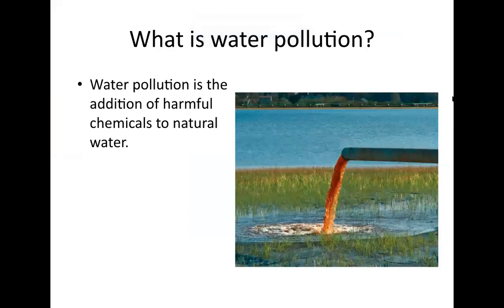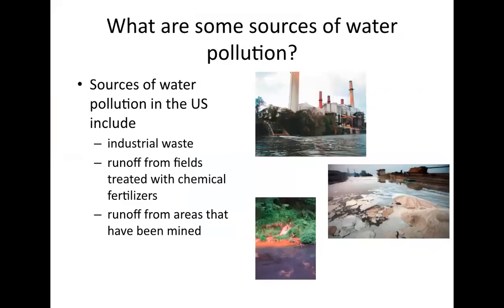Okay, so what is water pollution? Water pollution is the addition of harmful chemicals to our natural water. We're going to talk about different ways that this occurs. Some sources of water pollution in the United States include industrial waste, runoff from fields that are treated with chemical fertilizers, and runoff from areas that have been mined.